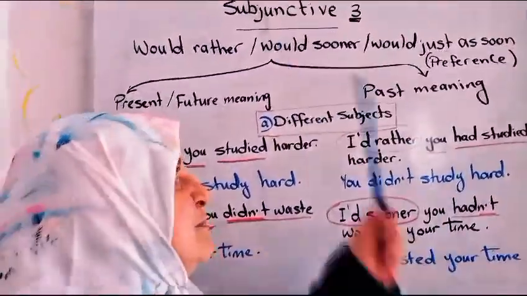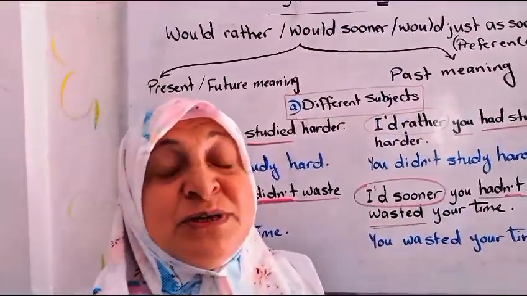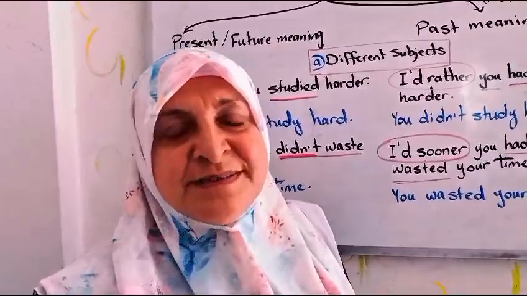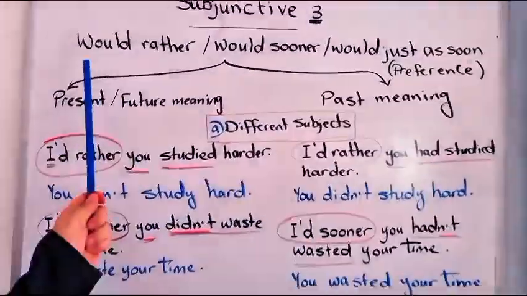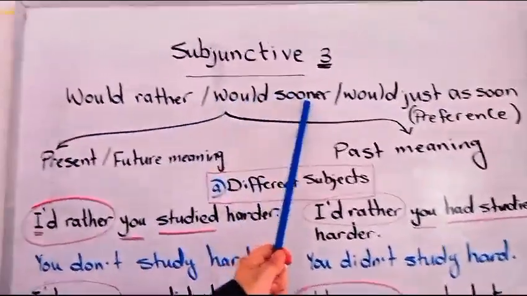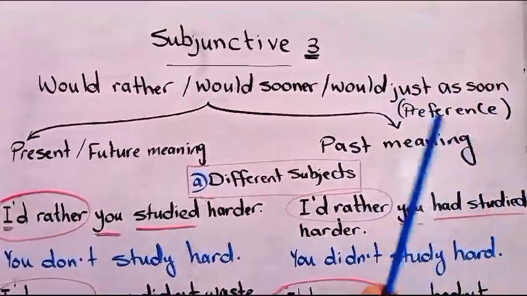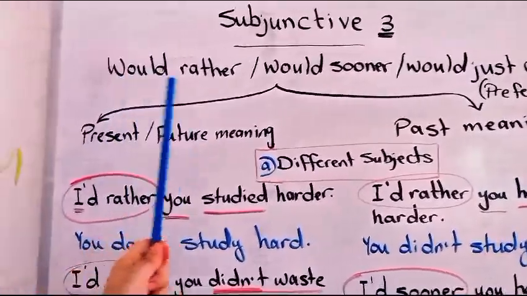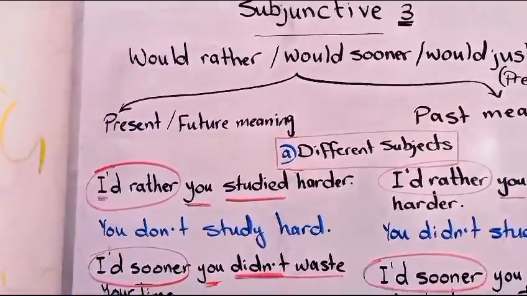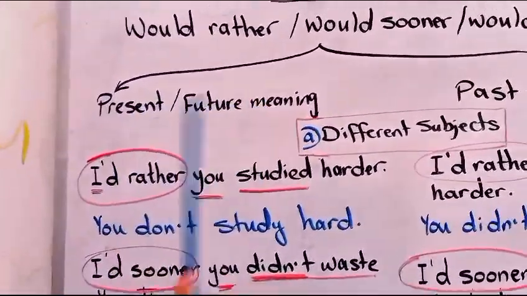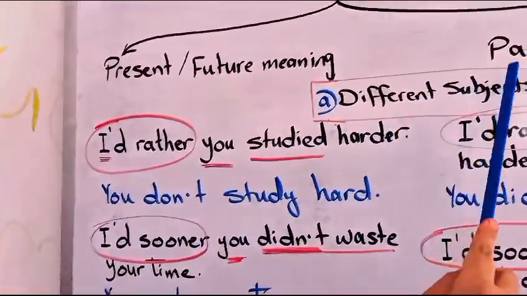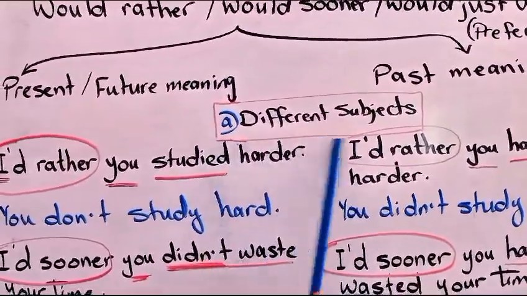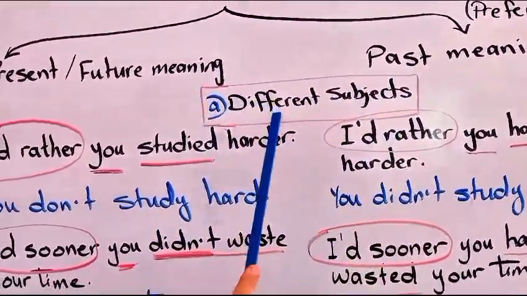We have Subjunctive 3. Subjunctive means when you want to express unreal situations. We have would rather, would sooner, would just as soon. They express preference, but the most common is would rather. When you want to express present or future meaning, or when you want to express past meaning, here we must have this with different subjects.